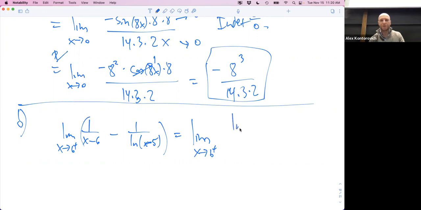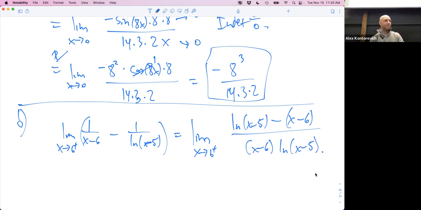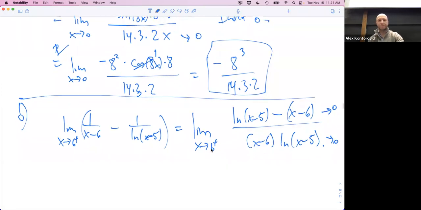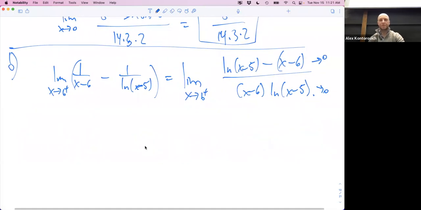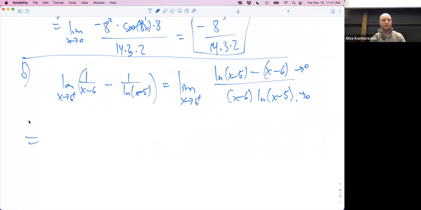Common denominator, I have natural log of x minus 5 minus x minus 6 over x minus 6 times natural log of x minus 5. Right? I just cross multiplied, and that's my common denominator. The numerator is still going to 0. The denominator is also going to 0. I have an indeterminate form, so, indeterminate 0 over 0 form.